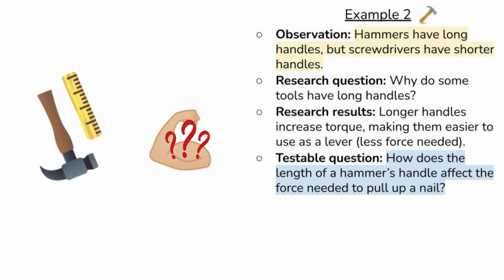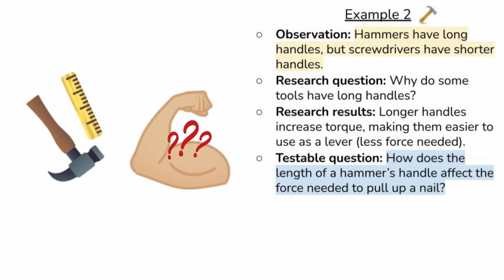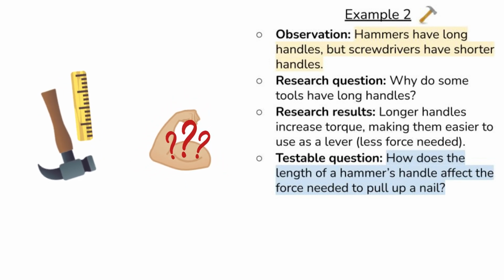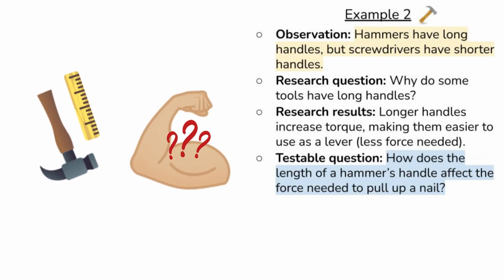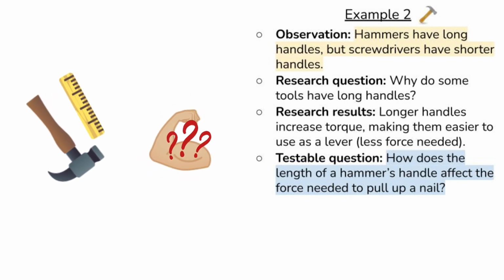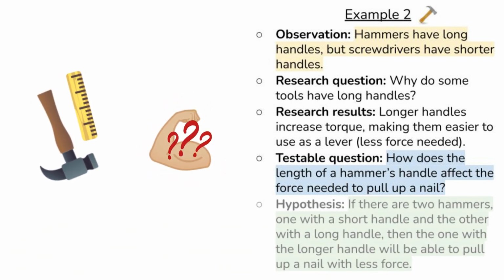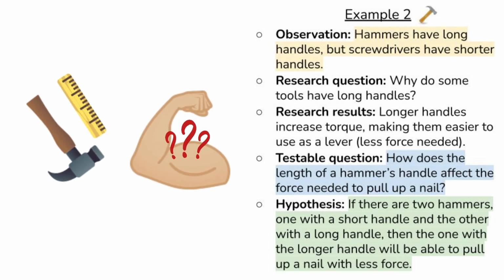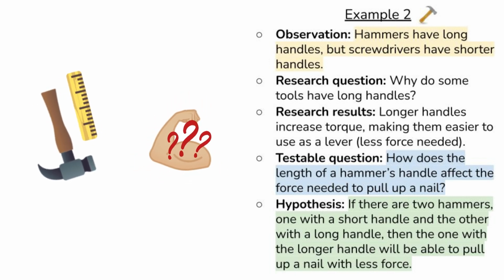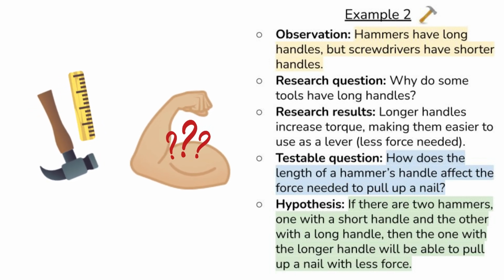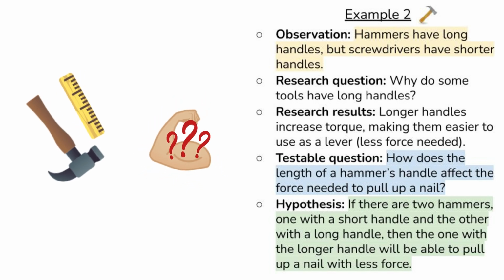If we were to choose this as a topic, you'd have to be able to change the length of a hammer's handle and measure how much force pushes or pulls on the hammer, using something like a scale. Your hypothesis might be something like, if there are two hammers, one with a short handle and the other with a long handle, then the one with the longer handle will be able to pull up a nail using less force.